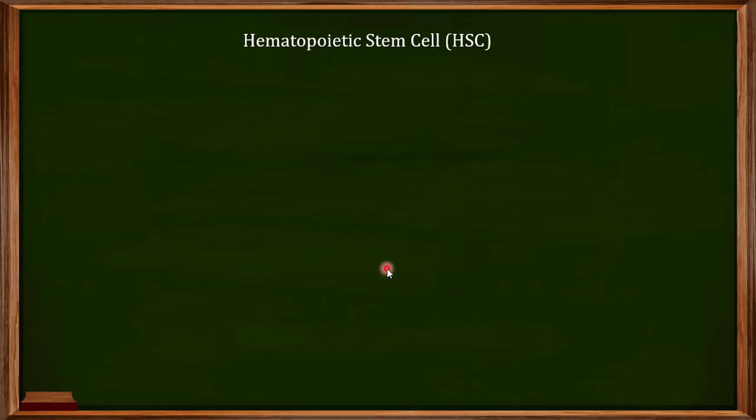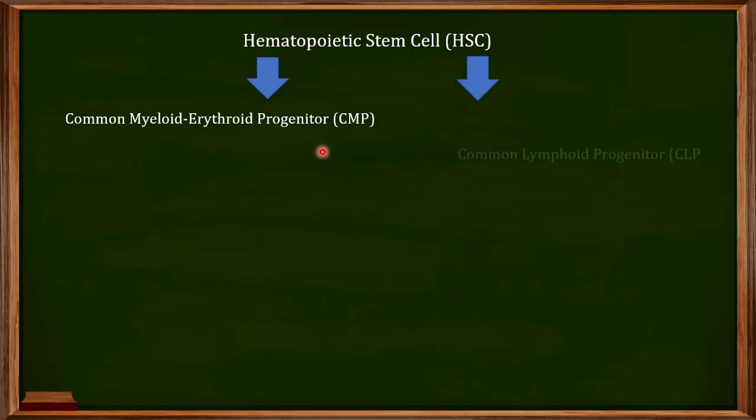In the first video, I've told you about the cells of the blood, and I've told you that there is a common progenitor or a common stem cell, which is known as the hematopoietic stem cell. And this hematopoietic stem cell gave rise to two major cell lines. One is known as the common myeloid-erythroid progenitor, and the second one is known as the common lymphoid progenitor.